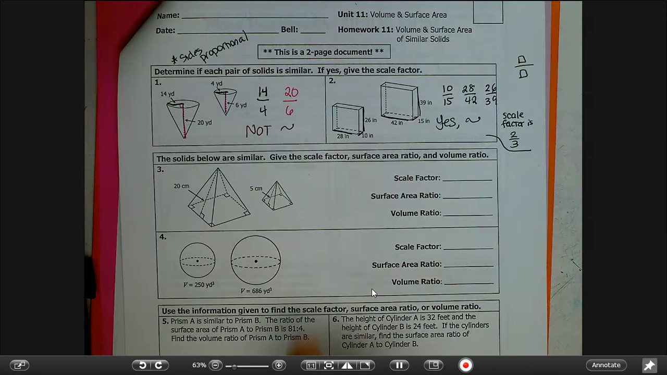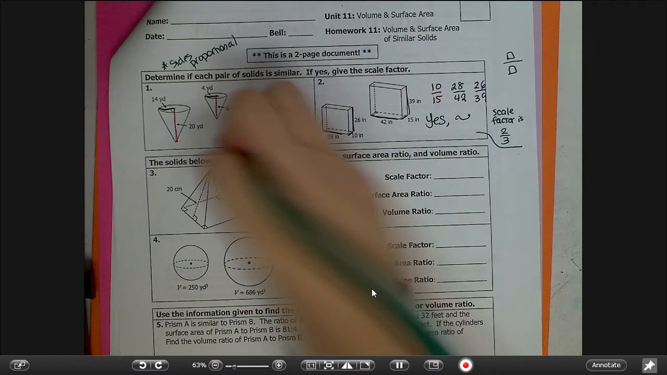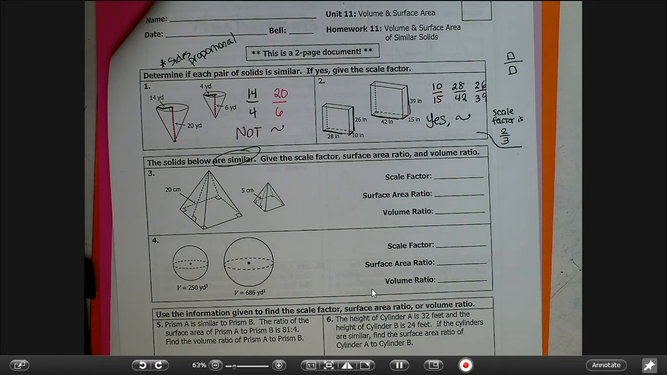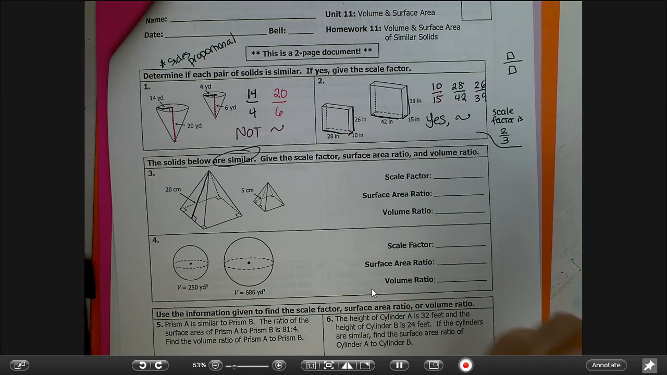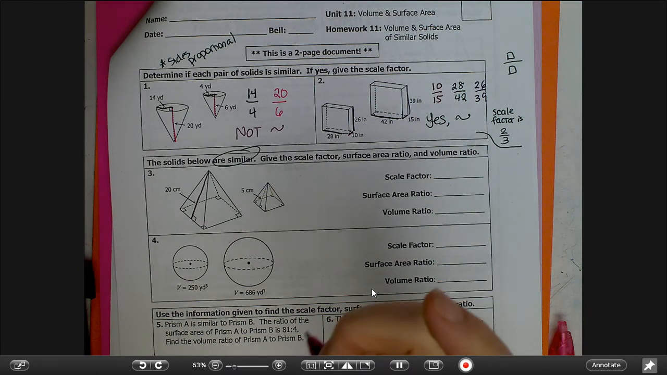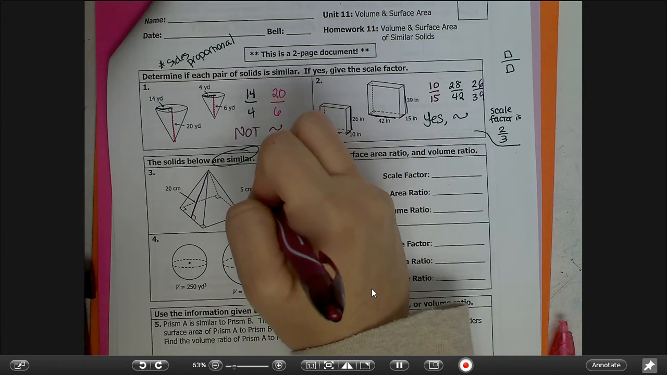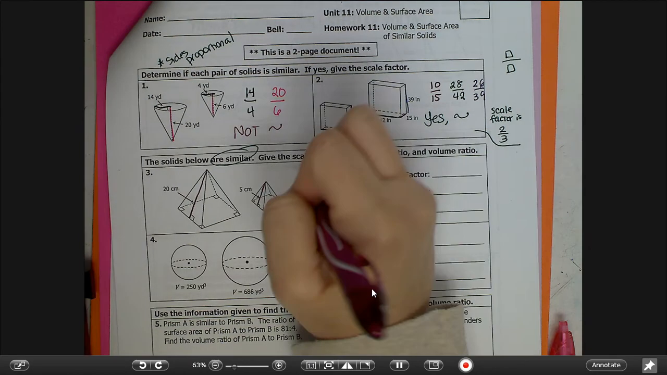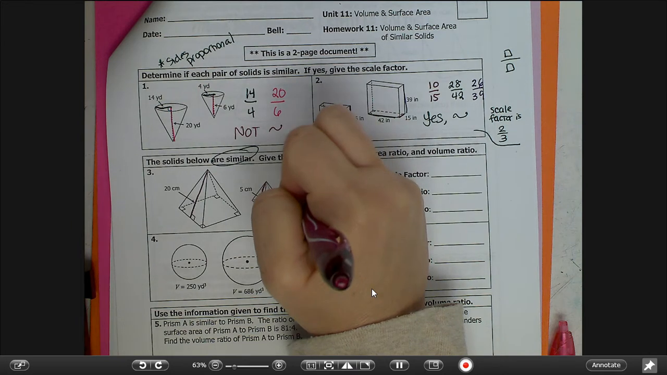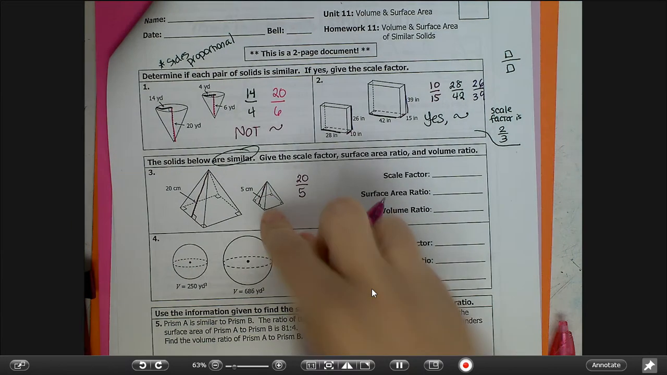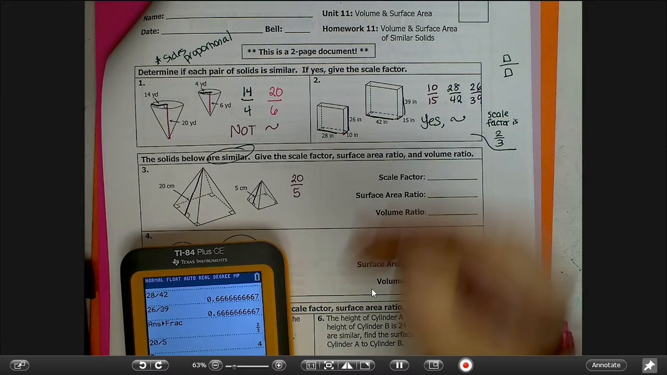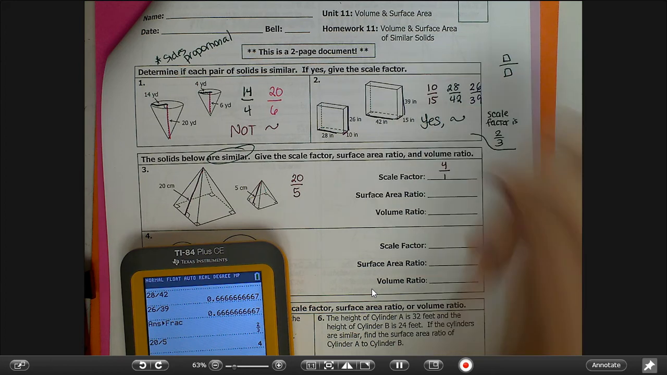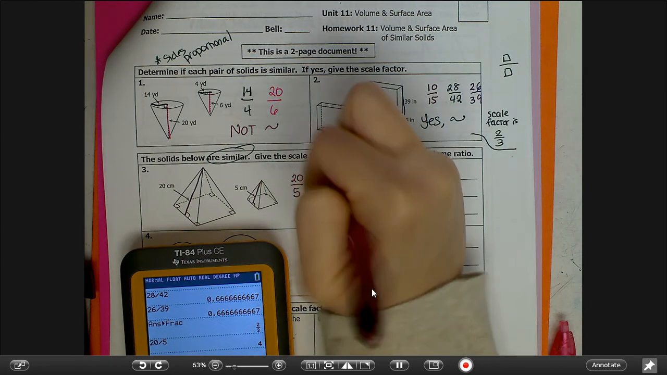All right, number 3. These are similar. What is the scale factor, surface area ratio, and volume ratio? So to do these, you have to look at what they're giving you. Here, it's giving me a one-dimensional thing. This is the plane scale factor. It's just giving me the slant height. So we're going to do 20 over 5 as the ratio, and we want to simplify that to get the scale factor, which is 4. Now I'm going to write it as 4 over 1. That is the simplified version.